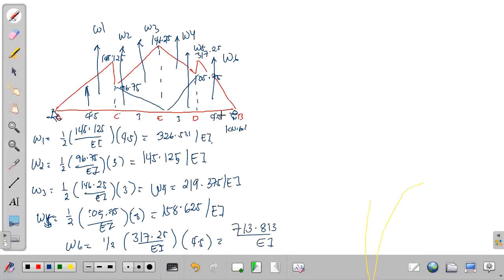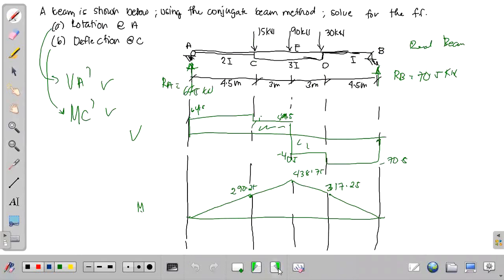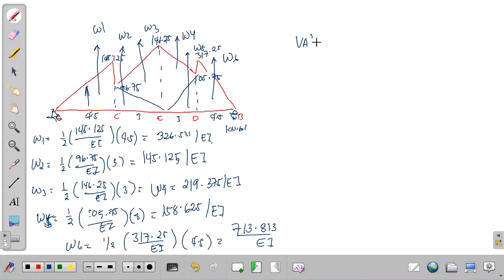Okay? So we can now solve for the shear at A. In our conjugate beam, for us to solve for the slope at A in our real beam. So how to solve for the shear at A? You can take summation moment at B in our conjugate beam, clockwise positive, masosolve natin yung A. So meron tayong shear sa A. We have shear A. So let's take summation at B.